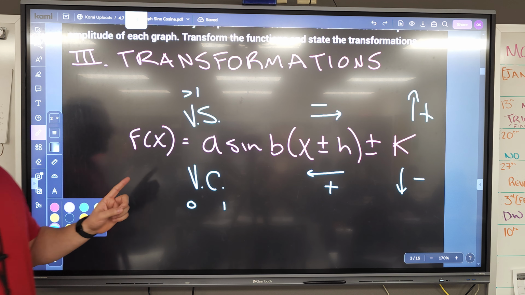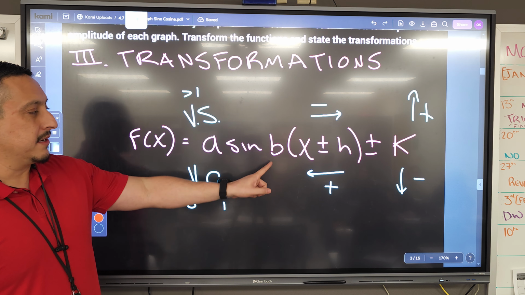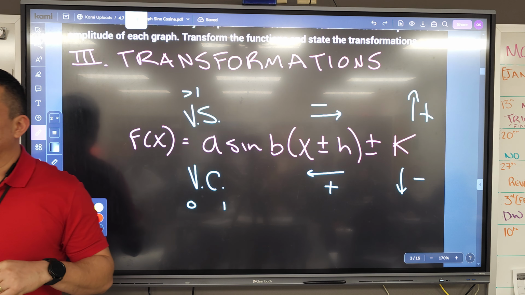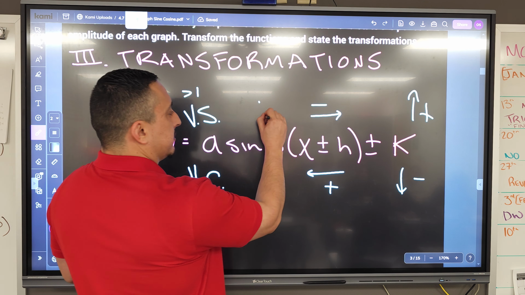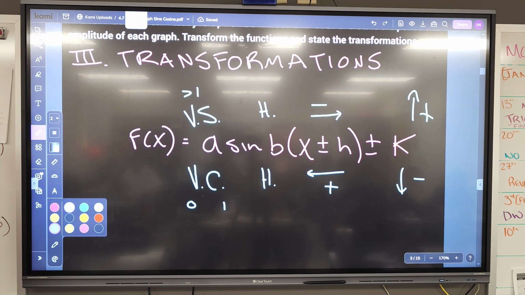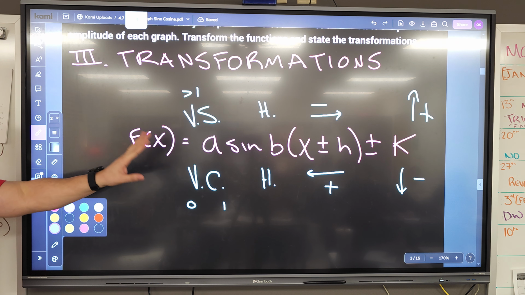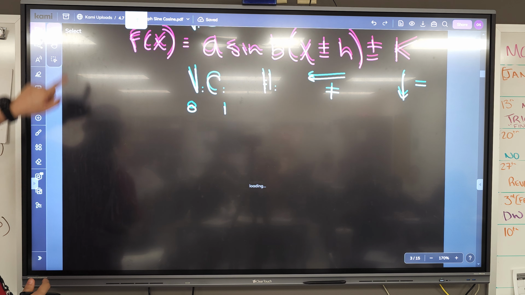And B, I want to be clear with you. B is going to be the hardest part for us because we haven't really focused on B a lot. Like on tests and stuff, we haven't asked you about B. It is the horizontal, and it is stretch and compress. But I will demonstrate again in a little bit how you tell which one it is. Yeah, but that's what it is. Okay, so here we go.